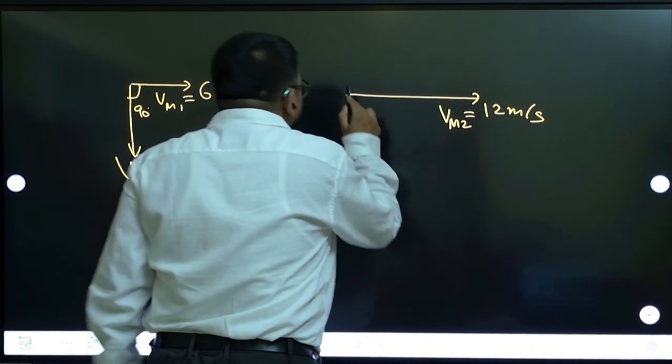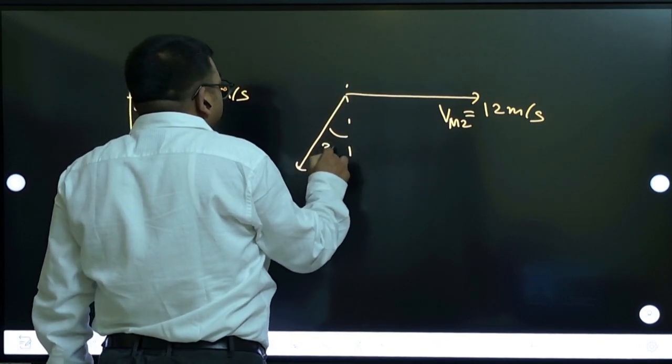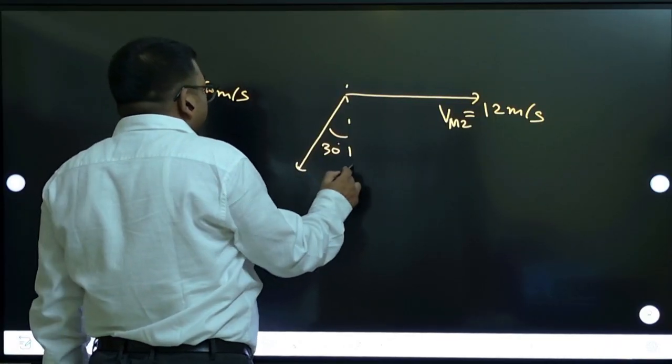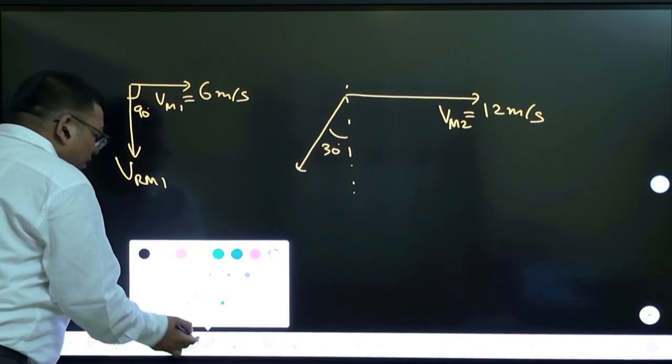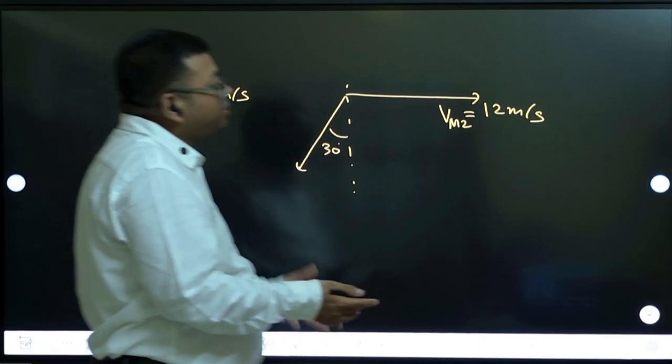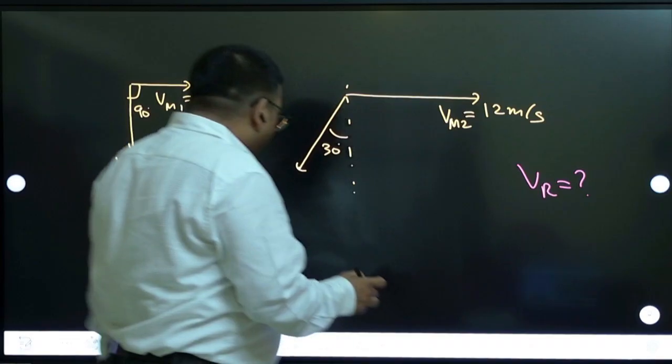And now he sees that the rain is coming at an angle of 30 degrees like this, right? That's all they have given. So now the question was, what is the velocity of rain? Exactly the same question that we have solved. They are asking the velocity of rain. So let me tell you how to remember that.